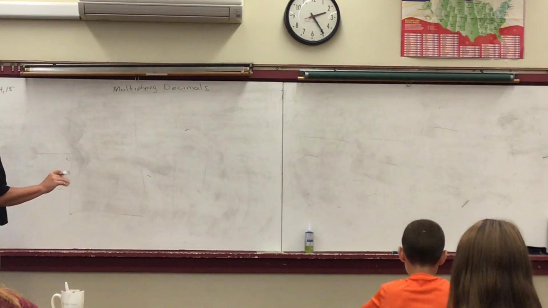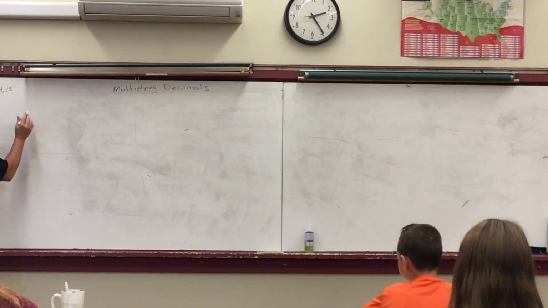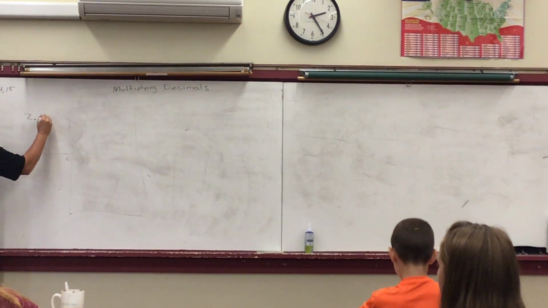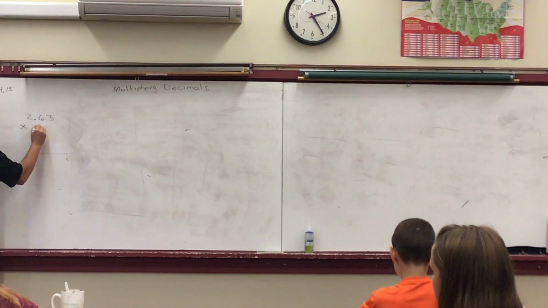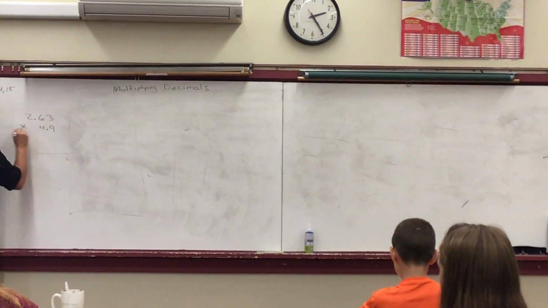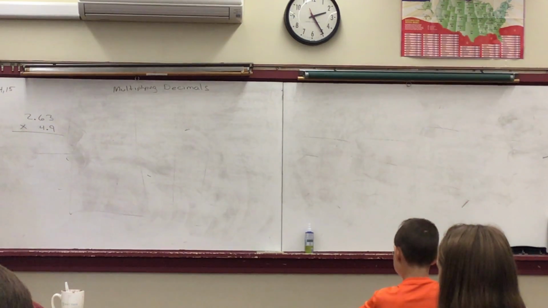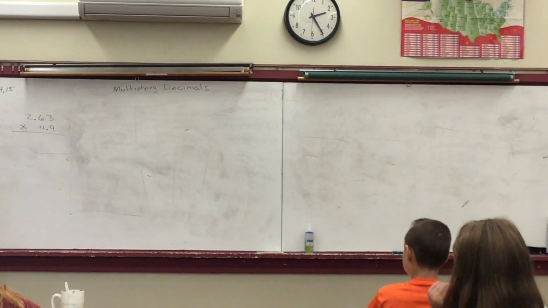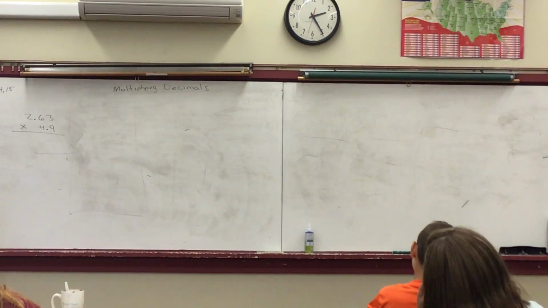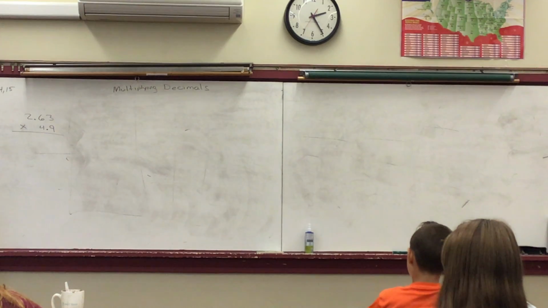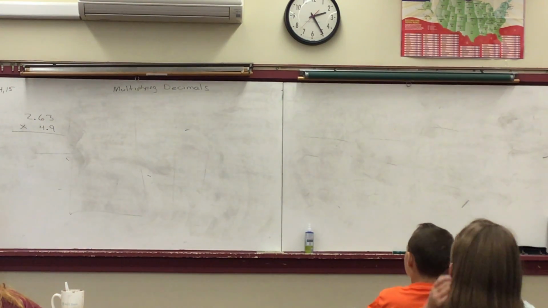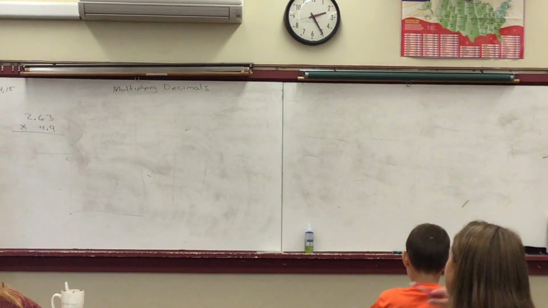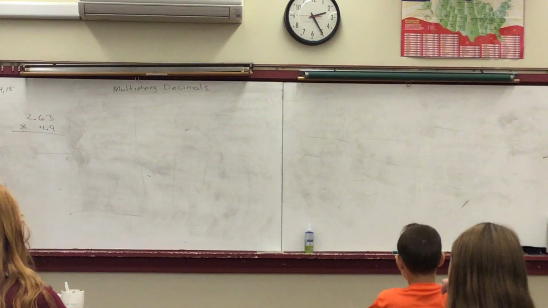Now, don't write this down, but let's say we had this problem. Two and 6300 times 4 and 9/10. The first thing we're going to do is multiply as if there were no decimals. If you notice, the decimals are not lined up. When we multiply decimals, we don't worry about lining up the decimals. So we're going to multiply as if the decimals aren't there.